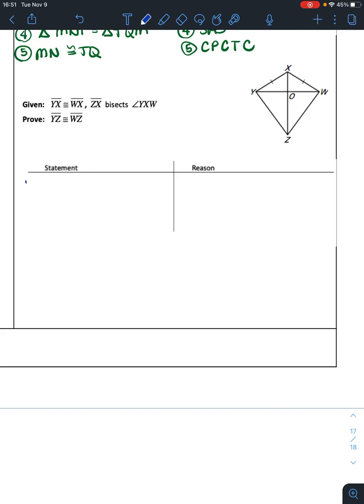All right, last one. YX is congruent to WX, and ZX bisects angle YXW. That's going to give us congruent angles. We know that bisecting angles gives us congruent angles. So that's given.